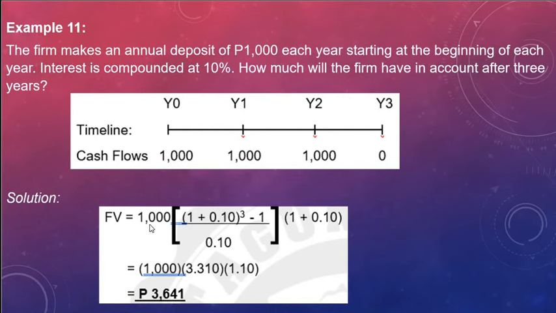So, this is the solution. You have 1,000 times 1 plus 0.10 raised to the power of 3, that's your n, minus 1, divided by 0.10, and then times 1 plus 0.10. So, if you're going to get the factor, that's 3.310. And again, this is your future value factor. And then, for that, 1.10. So, you just multiply those three amounts. So, you will get 3,641.